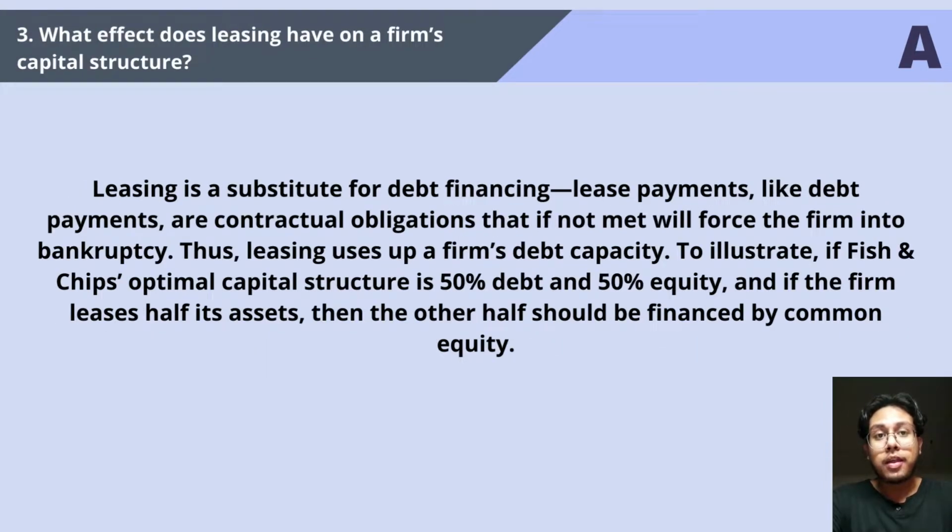What effect does leasing have on a firm's capital structure? Leasing is a substitute for debt financing. Lease payments, like debt payments, are contractual obligations that, if not met, will force the firm into bankruptcy. Thus, leasing uses up a firm's debt capacity. To illustrate, if Fish and Chips' optimal capital structure is 50% debt and 50% equity, and if the firm leases half its assets, then the other half should be financed by common equity.